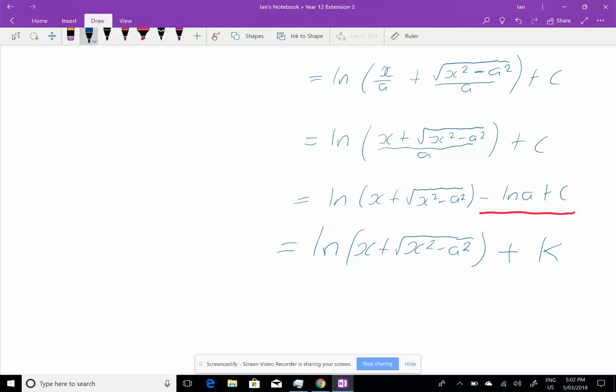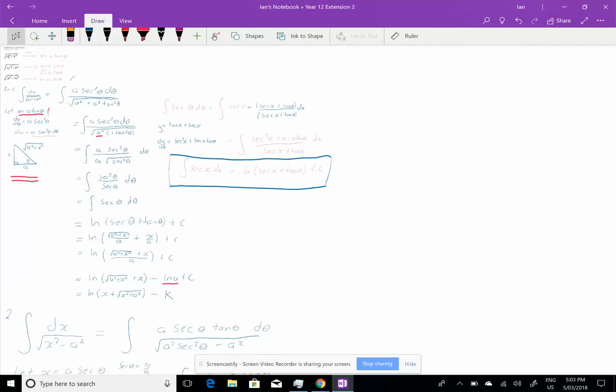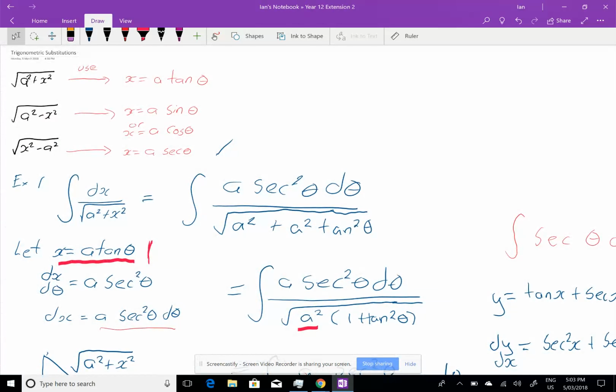So now what I want you to do, using this methodology, is have a go at exercise 2C, questions 7, 8, 9, 11, 13, 15, 17, and 19. Yeah, that's it. So there are your three, which you've got to know what to do.